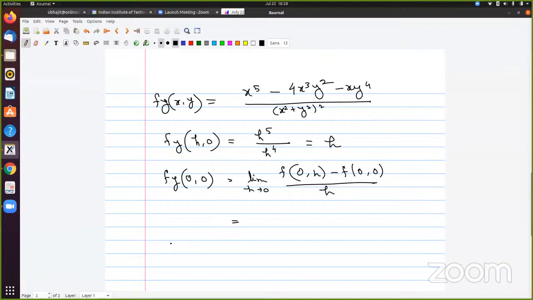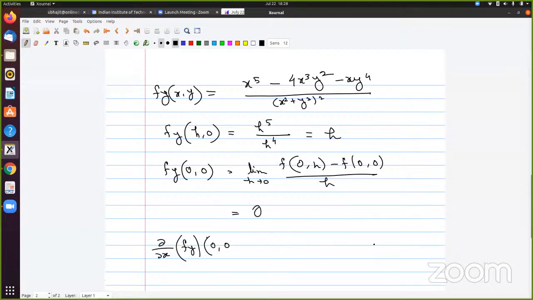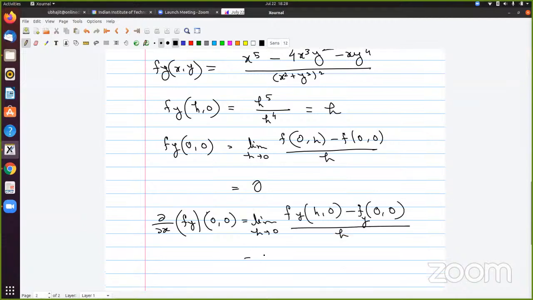So del x of fy at 0 comma 0, this is limit h tending to 0, fy h comma 0 minus fy 0 comma 0 by h, by definition. So this is what we get, h minus 0 by h. So it is 1. Correct? Till this one, do you have any doubt? Anyone? Sorry, sir, I didn't understand the last two lines. Anyone have any doubt till this point?